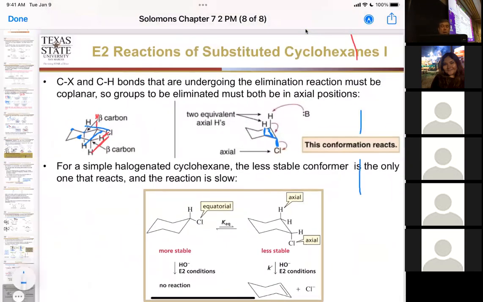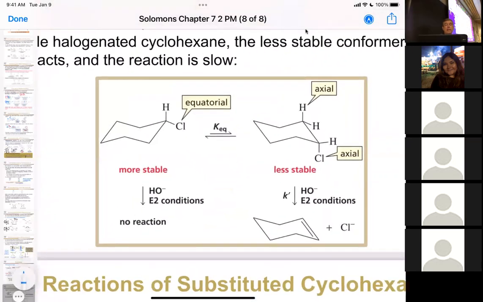Okay, so what's really happening here is, in this case, with the chlorine in its equatorial position, it does not react in an E2 reaction. So it just sits there and then it waits until it flips over to its axial. Now that it's in the axial position, it can do the elimination and gives us the product here.